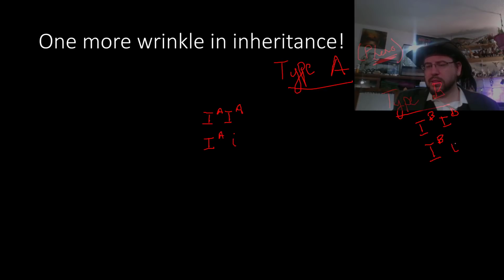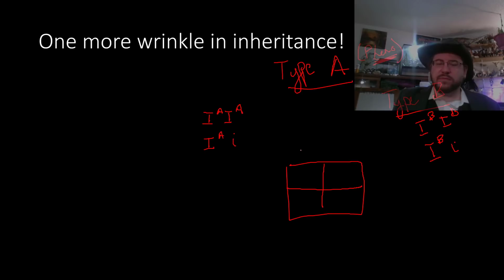And if you cross two parents, one heterozygous for A, one heterozygous for B, then it is fully possible to have a child that is type O. So, fun stuff with blood types.